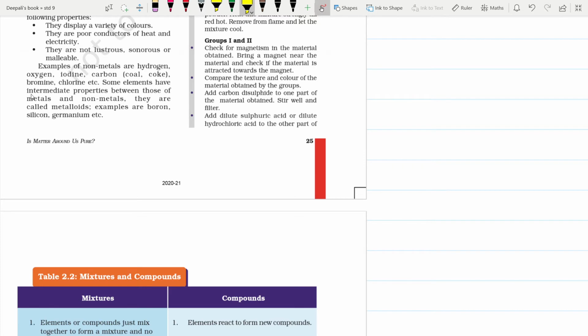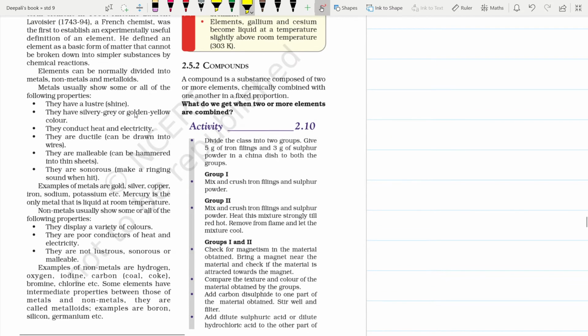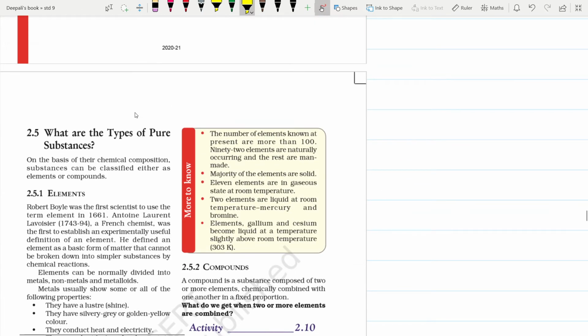Some elements have intermediate properties between those of metals and nonmetals. They are called metalloids. Examples are boron, silicon, and germanium. They show certain characters of metal and certain characters of nonmetal, so they are called metalloids or semi-metals.